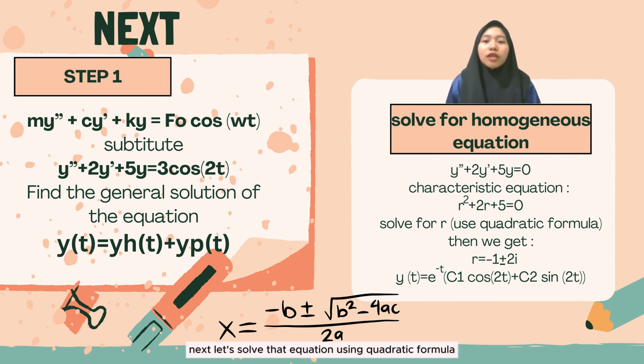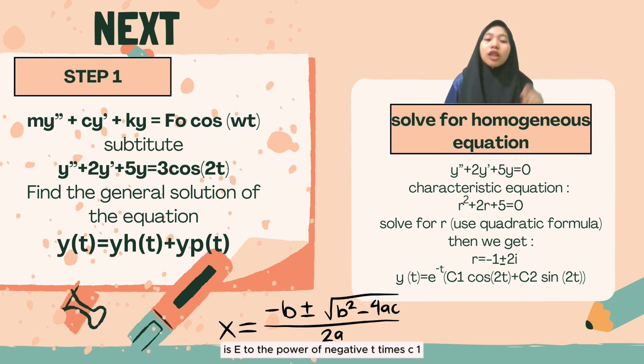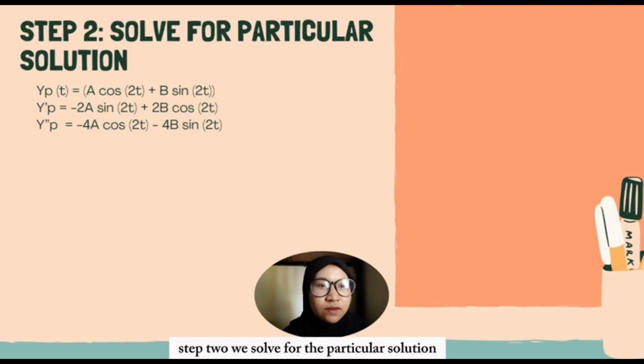Next, let's solve that equation using the quadratic formula. If you don't remember the quadratic formula, I already attached the formula at the bottom of the slide. If you got complex roots, you are on the right path, because for this equation we should get r equal to negative 1 plus minus 2i, where i is the imaginary unit, which gives us the solution for the homogeneous equation: e to the power of negative t times c1 cos 2t plus c2 sin 2t.